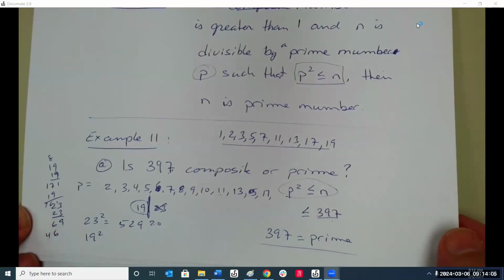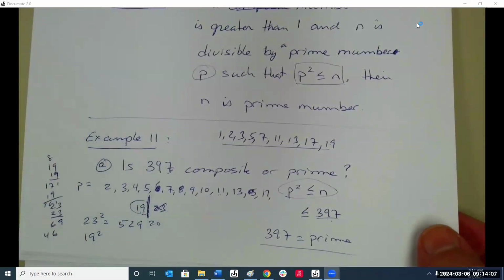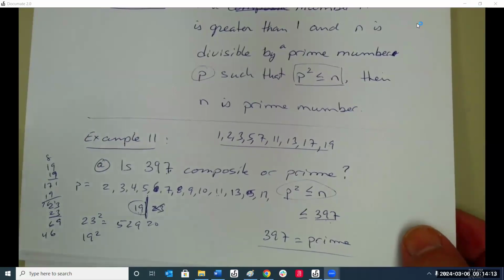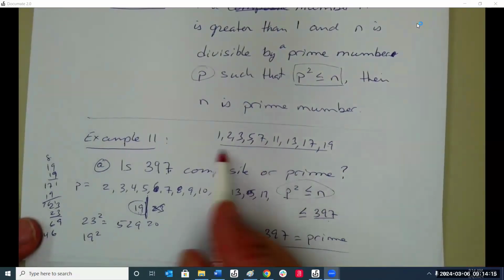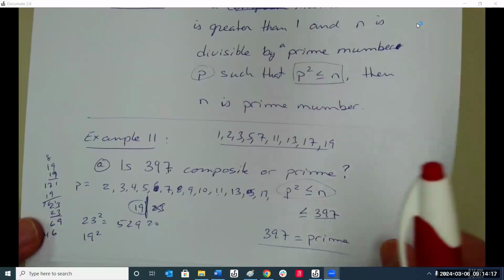I wish they would have done it backwards. I wish they would have given, like, part B, is 91 a composite or prime? It would have been easier starting off with a smaller number than something like this one. So is 91 a composite or a prime?